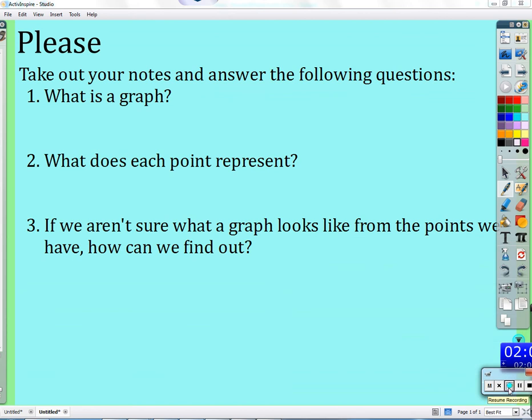Let's talk about what a graph is. What is a graph? A graph is a chart that shows comparison and differences by using groups of organized data. Okay, that's a graph, more like if we had a science graph.